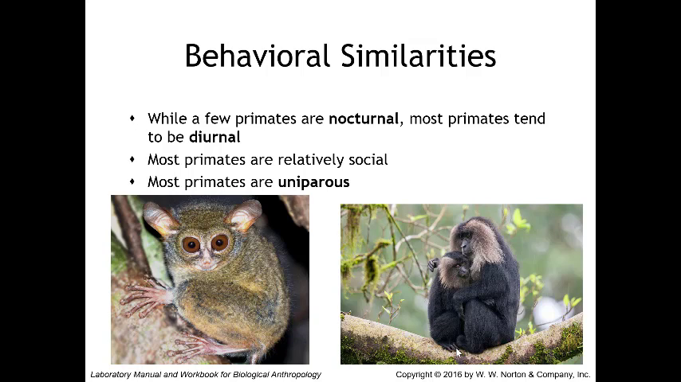Most primates are relatively social, which means that they spend a lot of their time in groups made up of multiple individuals. Even the primates that don't eat together usually will socialize and sleep together. And then most primates are uniparous, meaning that they give birth to one offspring at a time, and primate offspring tend to take longer than other mammals to reach reproductive age.